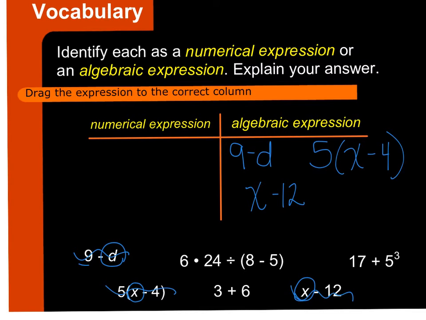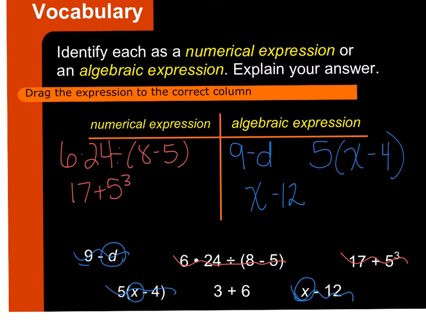The rest I'm going to write under numerical expressions, and you can see, because the first one says 6 times 24 divided by the quantity 8 minus 5, they are all numbers and operation symbols. And then as we keep looking, we have 17 plus 5 to the cubed. Again, all numbers. And then finally 3 plus 6. Again, all numbers.